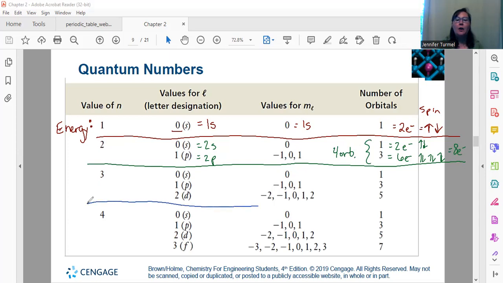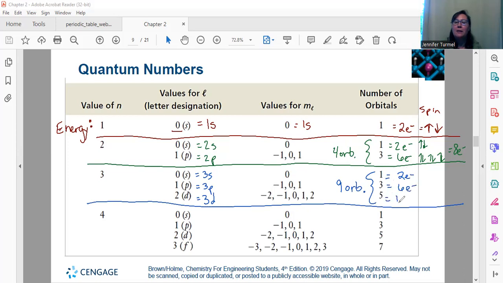Now here we are in energy level 3. This is your 3s, 3p, and 3d orbitals. You can see your m sub L 0, -1 to 1, -2 to 2, following our pattern. Here we have 9 possible orbitals, and in them we could have 2 electrons, 6 electrons, and, I'm just multiplying these by 2, 10 electrons, which means that in energy level 3 we have a possibility of having 18 electrons.